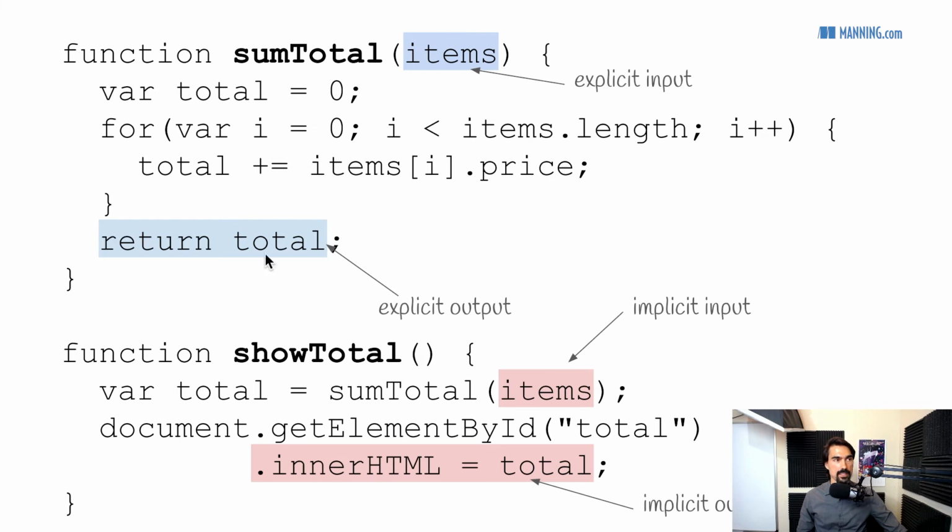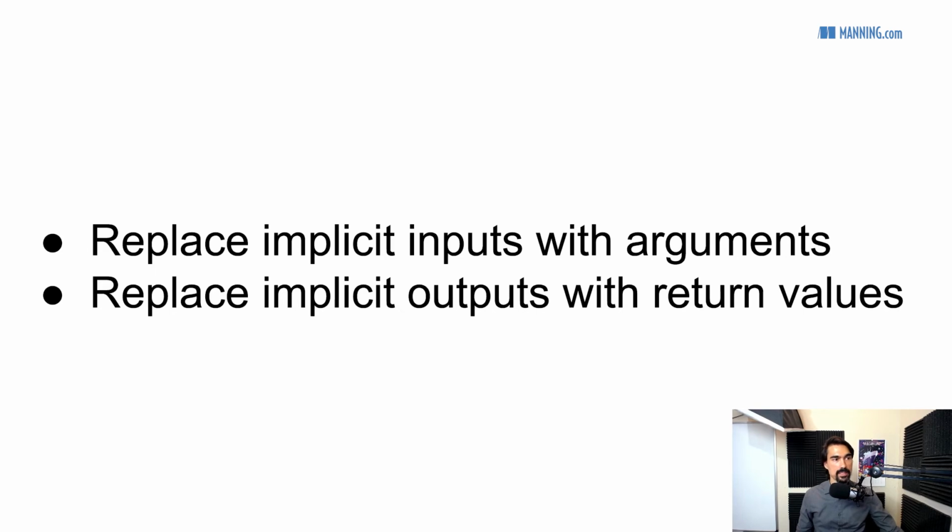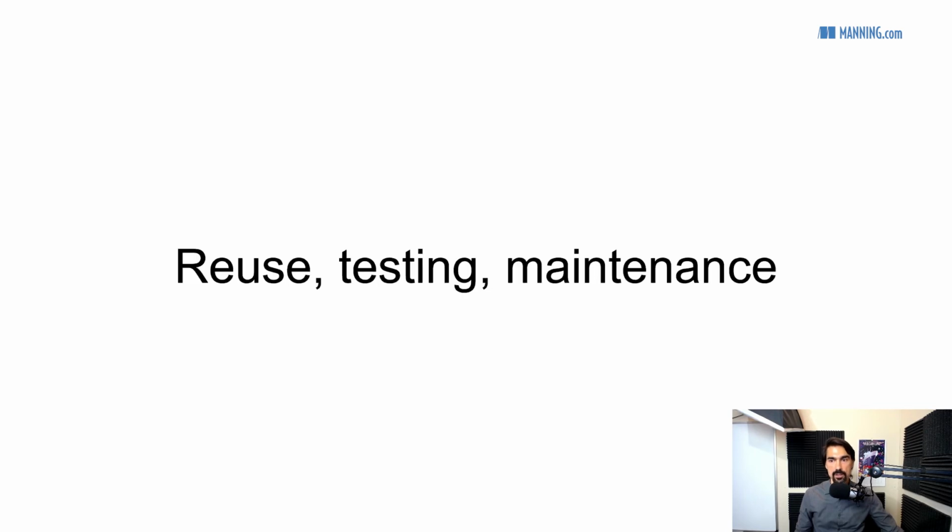So this is the refactoring that we're trying to do. We're trying to identify how data enters the function, how it leaves, and only use arguments and return values to do that. And we could just write it out like this: replace implicit inputs with arguments and replace implicit outputs with return values. Okay, now let's talk about reuse, testing, and maintenance.